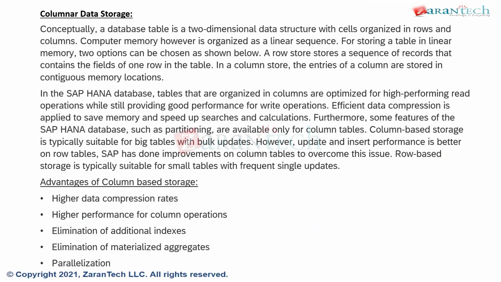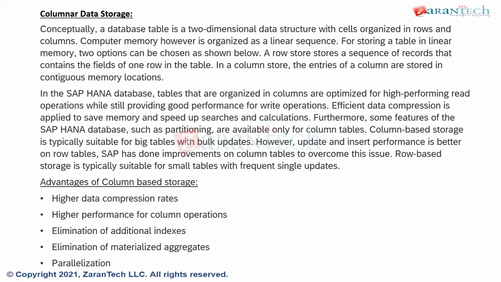So as we discussed conceptually, it is a two-dimensional structure, but in the backend, it stores in a linear sequence. The advantage of columnar database is higher data compression rates, and the performance will be very high on the column operations compared to the row operations. It eliminates the additional indexes and the aggregate tables, and it helps with parallelization. All these are advantages which are not available in the row-based storage. That's why SAP has adopted this approach of column-based storage.